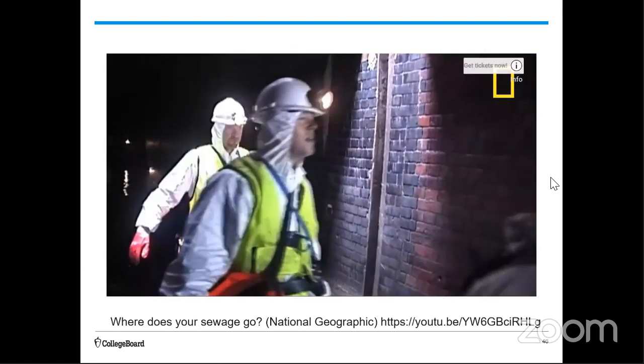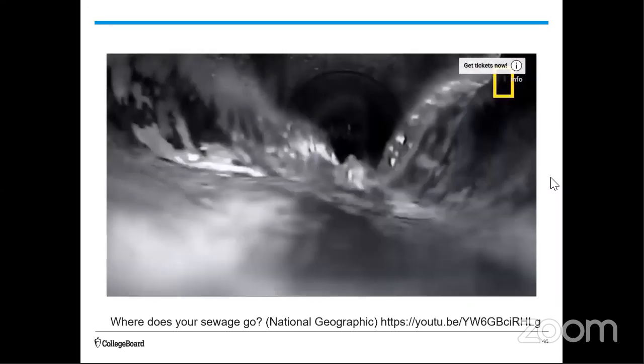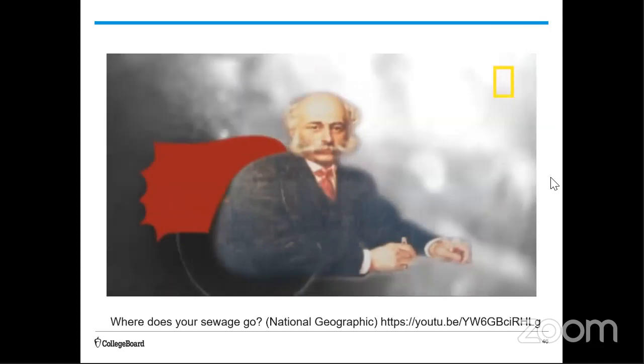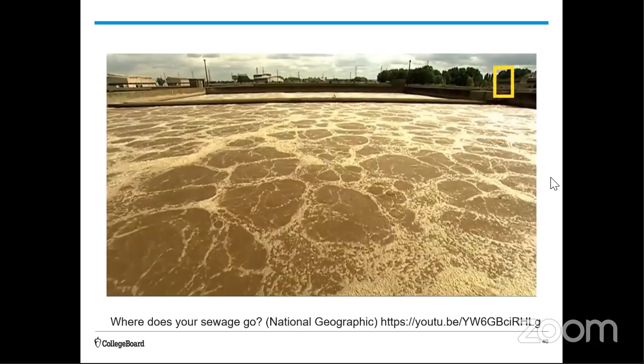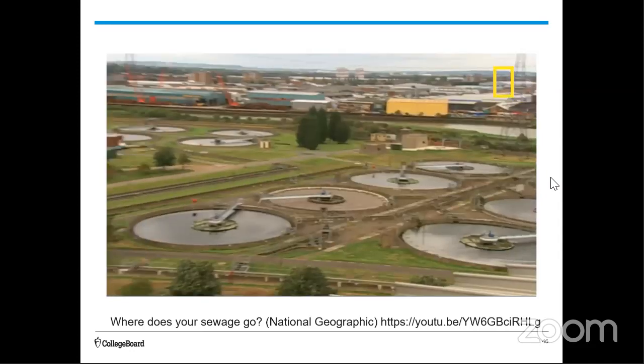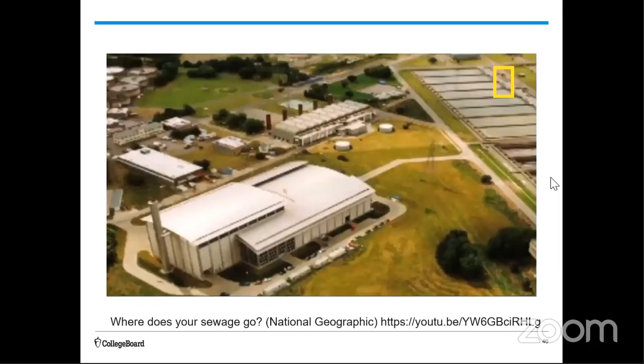Waste from London's toilets, sinks and gutters is carried away by a network of interconnecting ever larger pipes designed and built by sewage superstar and pioneer Joseph Bazalgette. It all ends up here, a sewage treatment works. This is Beckton Sewage Treatment Works in the east of London, and it's Europe's biggest.